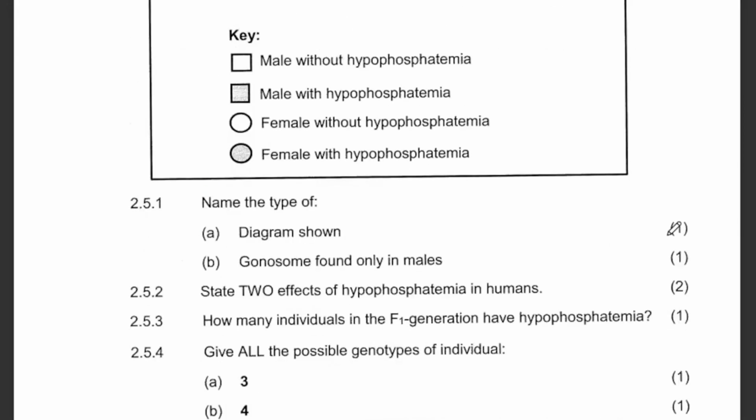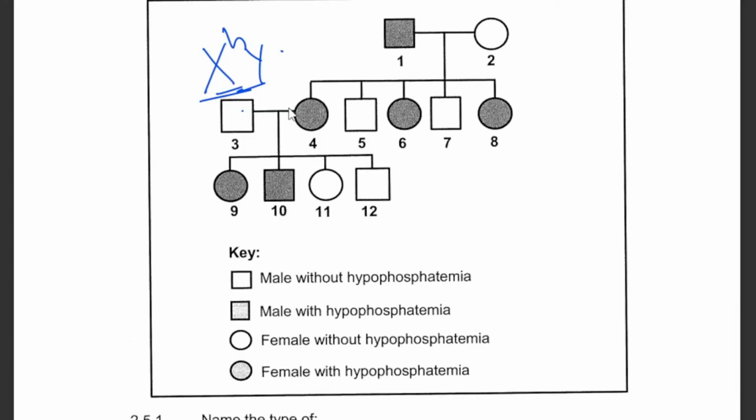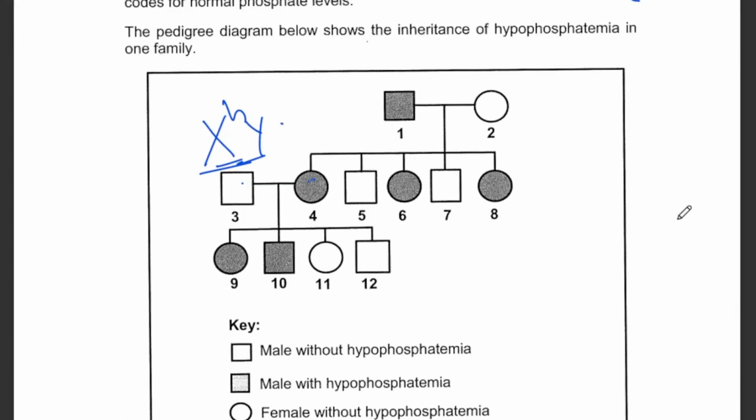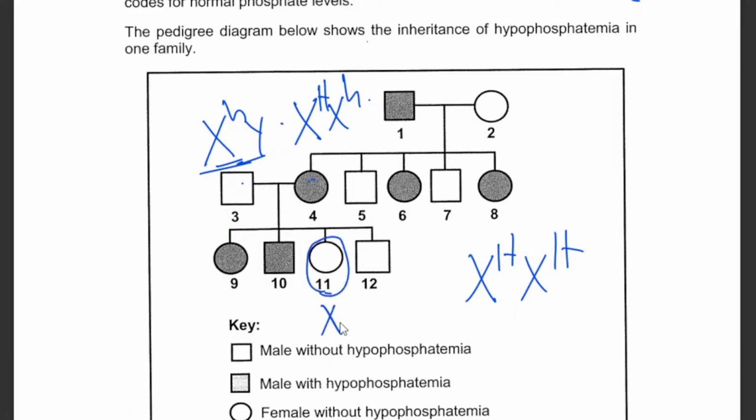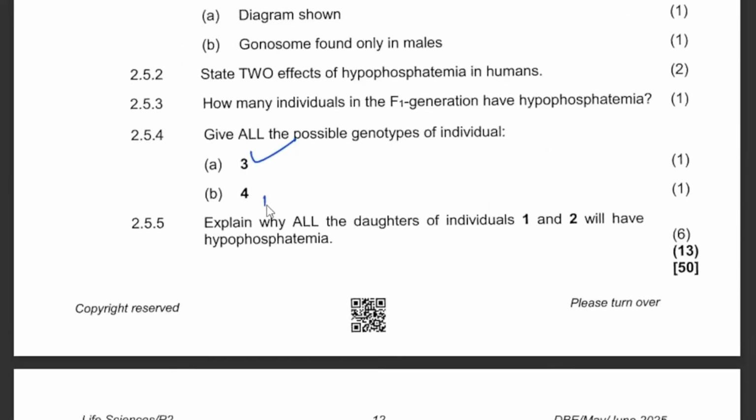And then individual 4 is having the condition, meaning that it is going to be X capital H and then X small h. Why not X capital H? Because they produced a person who is a female and is normal, meaning that this one is like that. So one came from the father, one came from the mother. So the mother can't be like this. That's why this is the only option. So you get 1 mark there and you get 1 mark there.